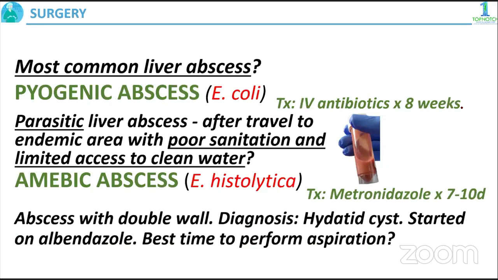In patients from places with sheep and dogs, endemic for hydatid cyst, treatment is started on albendazole. What's the best time to perform an aspiration? So you see a cyst, it's hydatid, you think it's endemic, there are parasites there. When do you do aspiration? Again, just a trick question.